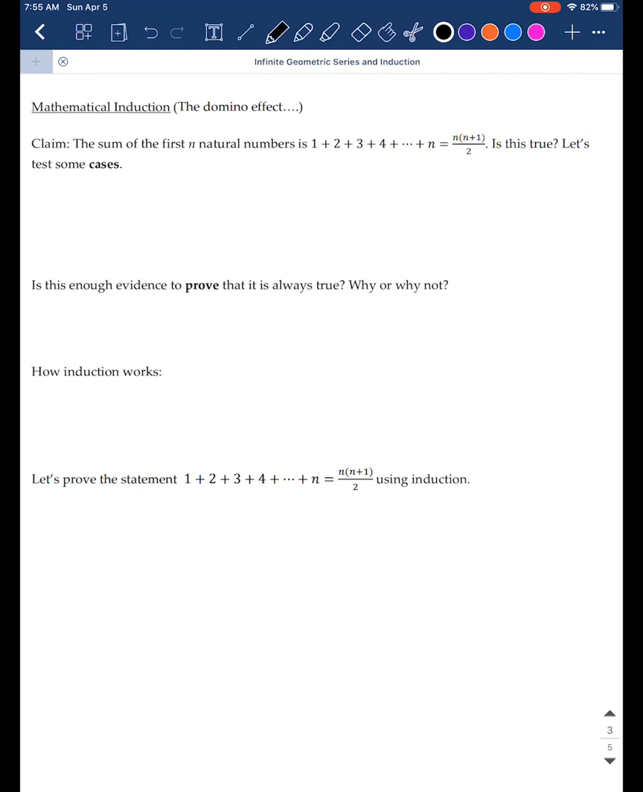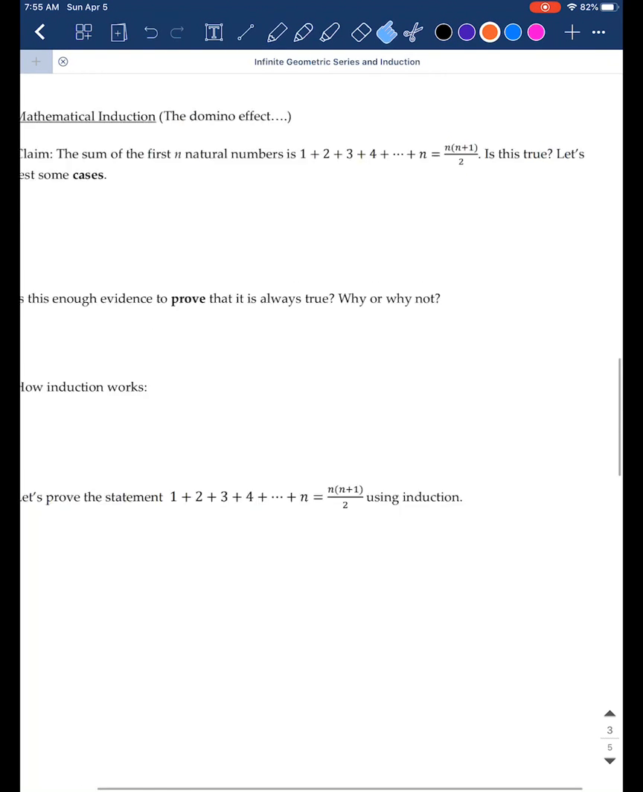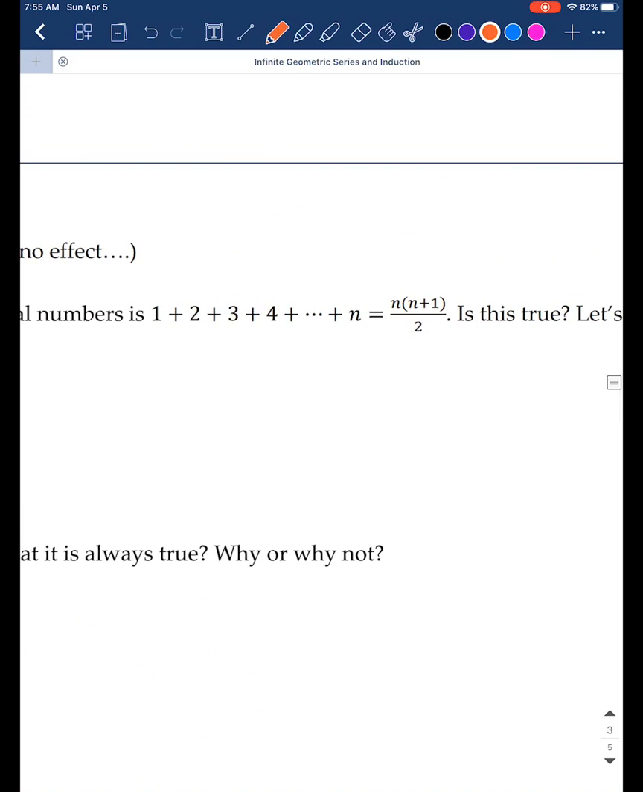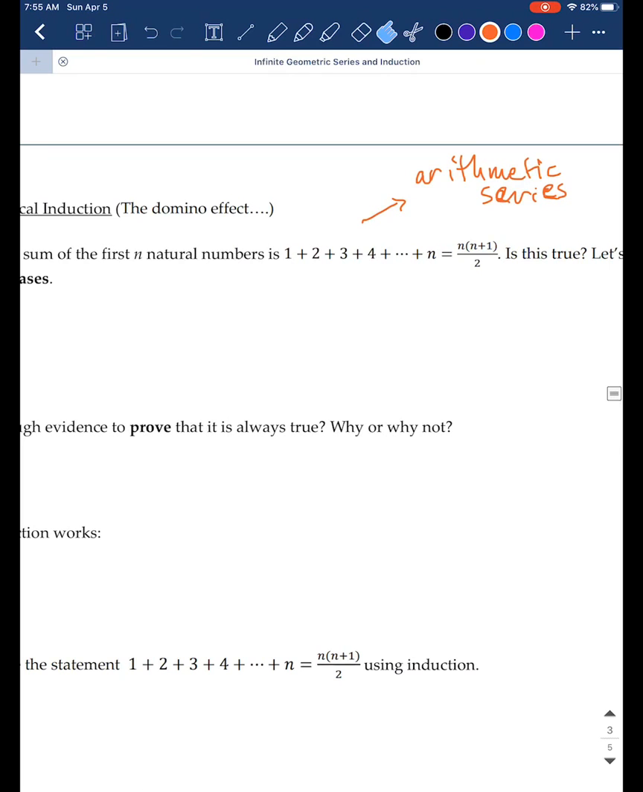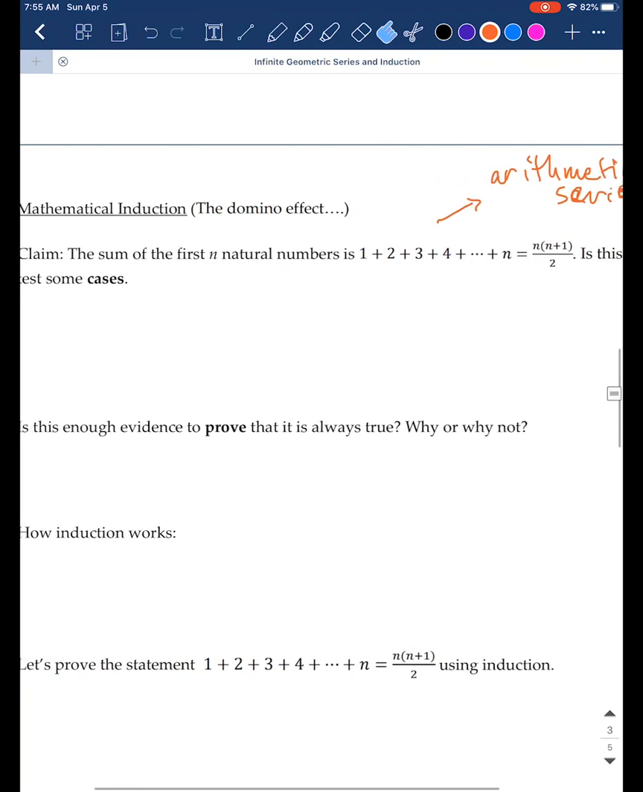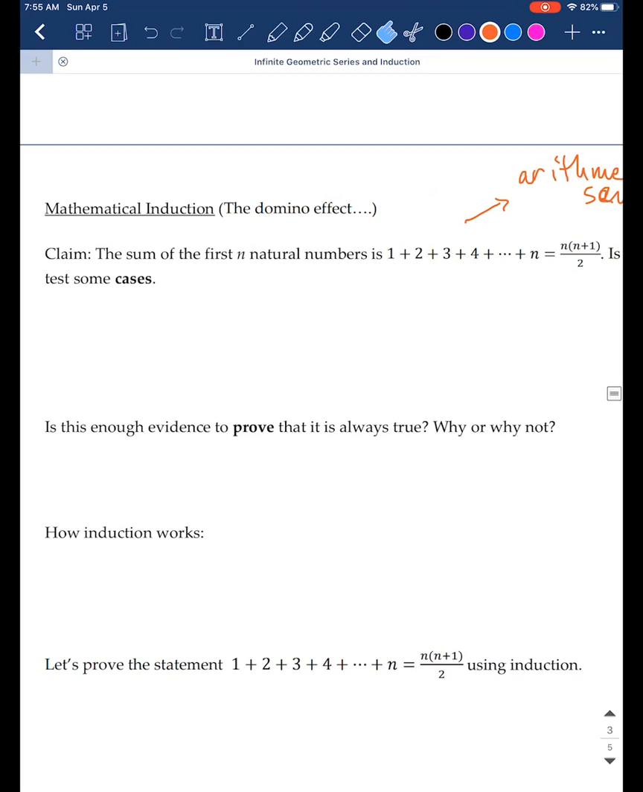So we know ahead of time, because we've actually already proved this, that this is really just the arithmetic series, where this n times n plus 1 over 2 is really n times a sub 1 plus a sub n over 2. So we know that this is actually going to be true, but we're going to prove it by induction and show a second way of proving that arithmetic series. So let's test some cases.